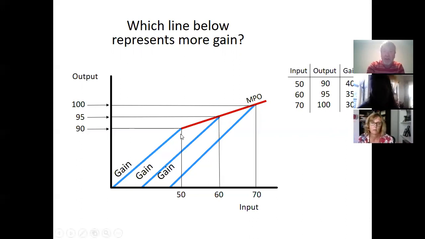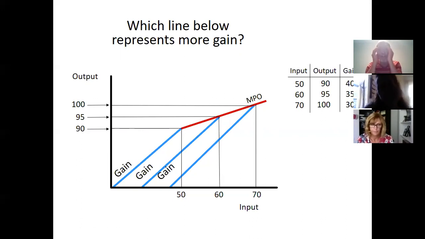If you look at the knee point here, or here, or here, just to give you an example, let's look at the leftmost blue line, the 45-degree angle line. Linear gain, less linear gain, more linear gain. Look at it. 50 in in this case was 90 out. What's the gain? 40. Look here. 70 in is 100 out. What's the gain? 30. So the leftmost line represents the most linear gain.